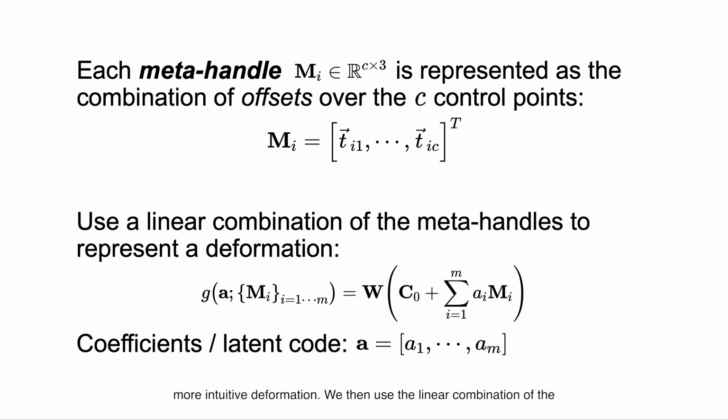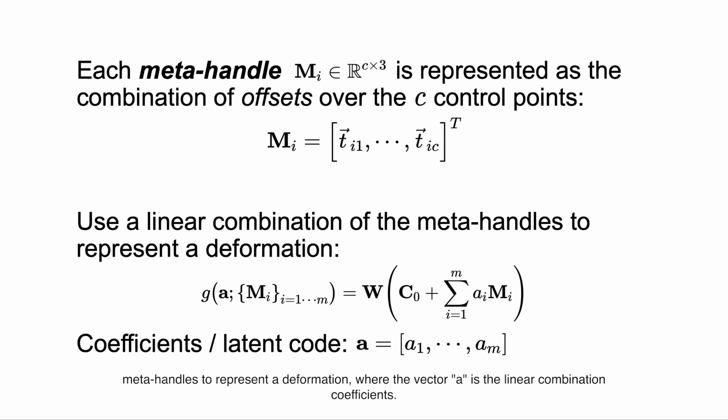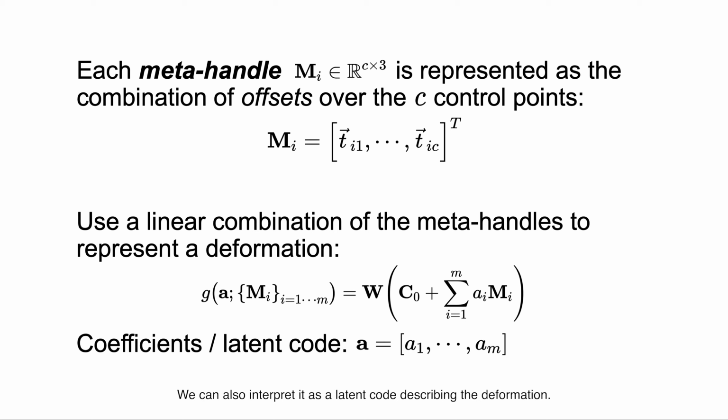We then use the linear combination of the metahandles to represent a deformation, where the vector A is the linear combination coefficients. We can also interpret it as a latent code, describing the deformation. However, unlike the implicit latent code of most existing works, our latent code can be explicitly decoded to a deformation. We utilize a small number of metahandles to cover all plausible deformations, so that the metahandles are required to discover the correlations of the control points and the underlying properties of the shape structure.